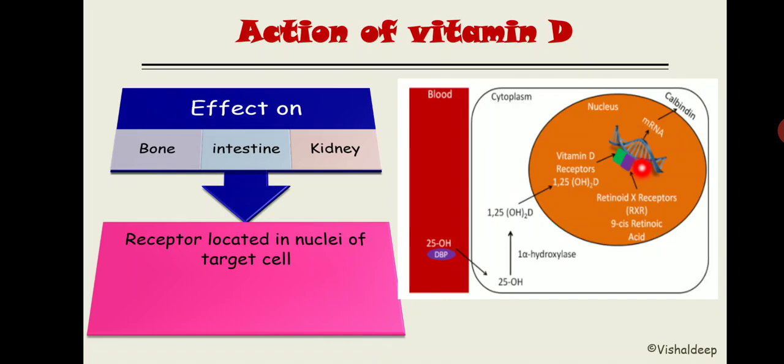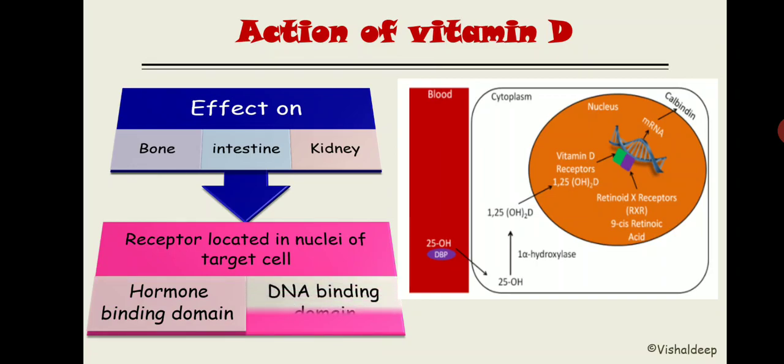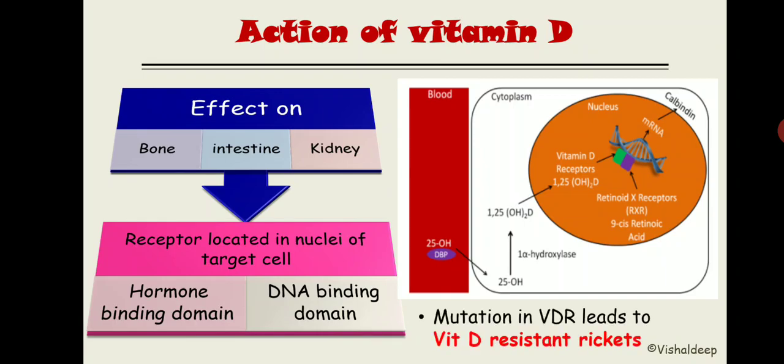So the receptor by which vitamin D acts has two domains. One is the hormone binding domain. Once the hormone binds with that domain, then this DNA binding domain will be activated and increase the transcription of different genes, right? So mutation of this receptor, that is known as VDR, vitamin D receptor, will ultimately lead to the clinical condition known as vitamin D resistant rickets. Now what is this vitamin D resistant rickets? We are going to discuss it in our subsequent slide.